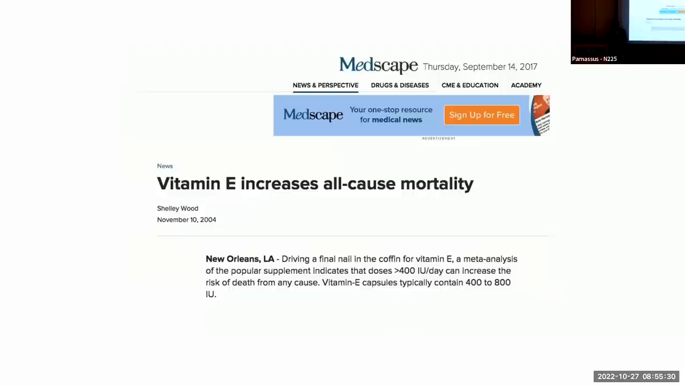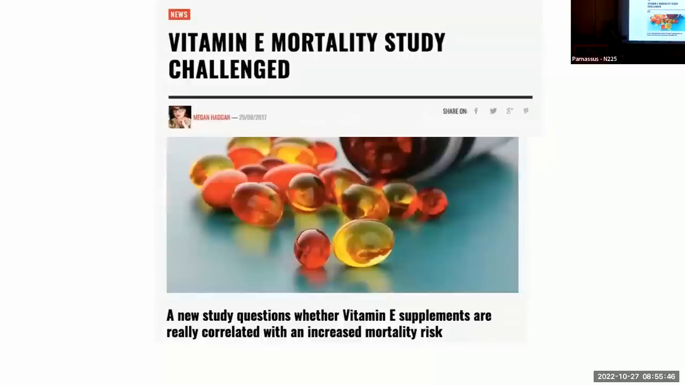And one day I was reading it and I saw this damning headline: vitamin E increases all-cause mortality. I thought to myself, oh no. I went to my medicine cabinet, I opened it up, I took those 3 bottles of gel caps and I threw them in the trash. Never again, vitamin E, will you kill me? But I acted hastily. A week later, the vitamin E mortality study was challenged. New research questioned whether or not vitamin E supplements are really correlated with increased risk. Who knows? It's actually life-saving.